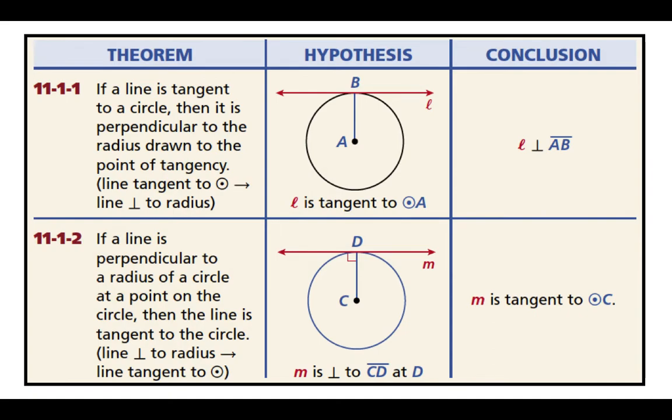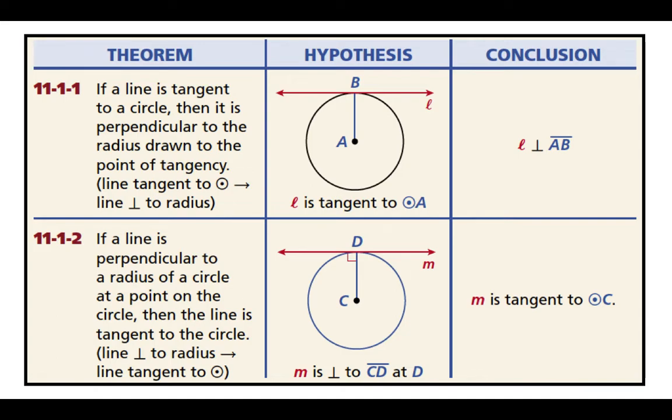Now, if a line is tangent to a circle, then it is perpendicular to the radius drawn to the point of tangency. So what that basically means is if we have a tangent line and then we draw a radius, the radius and the tangent line are perpendicular.